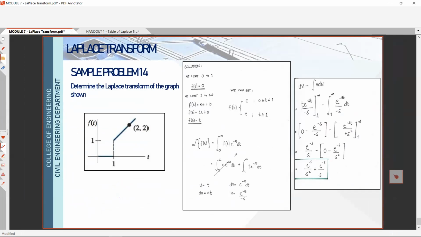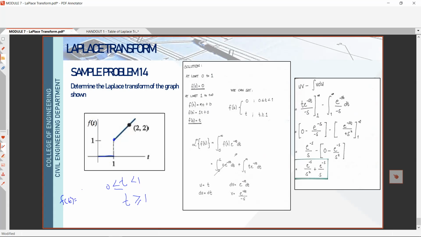So we know the boundary of the first function is 0 to 1. Write that down first: 0 to 1. Then the boundary of the second function is from 1 to infinity, so t greater than 1. Okay, this should be less than. So that is the first function's range. Now we know the function of the first.